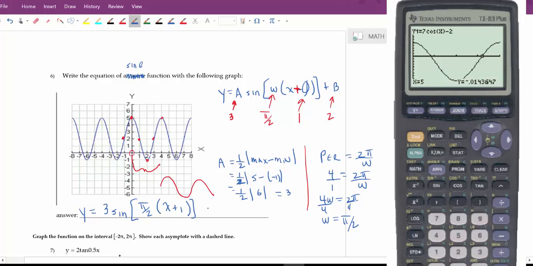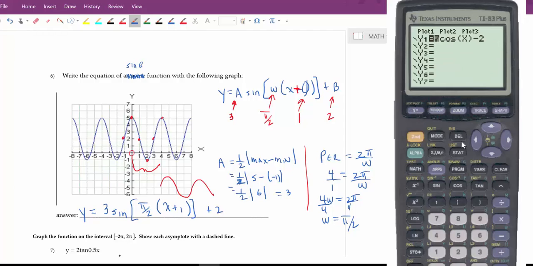Now there's more than one way to write the answer to this problem. You can do a different phase shift on that if you want. So that's kind of how that goes. Now, there's a couple of things you could do in a testing situation.